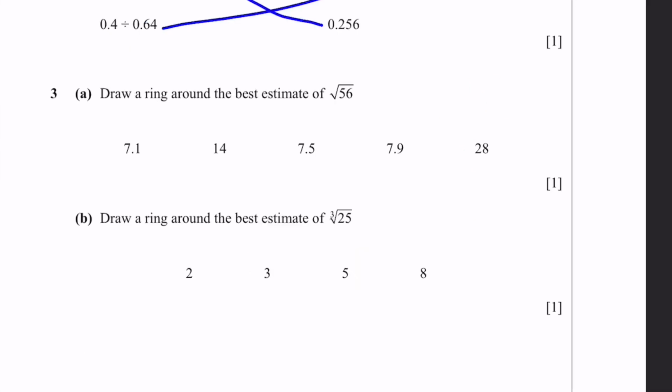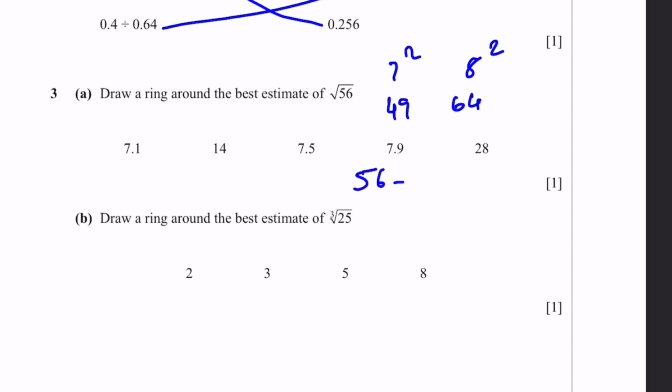Question 3. A. Draw a ring around the best estimate of root 56. First of all, let's get two perfect squares, which are just below and just above root 56. So it's 49 and 64, because there's 7 squared and 8 squared. So let's see how far 56 is from each of 49 and 64.